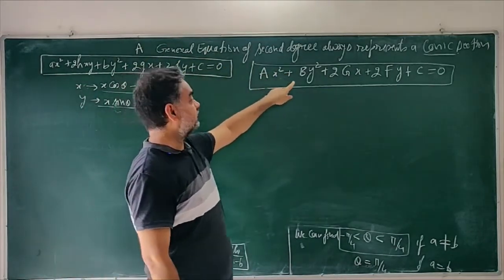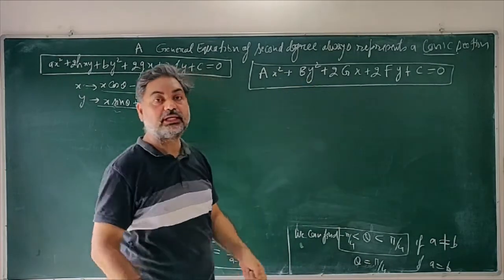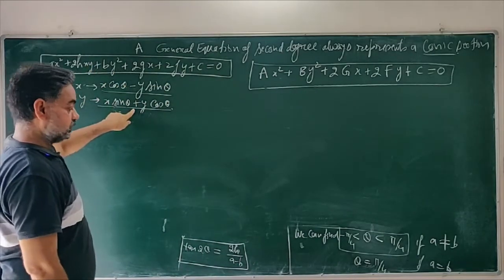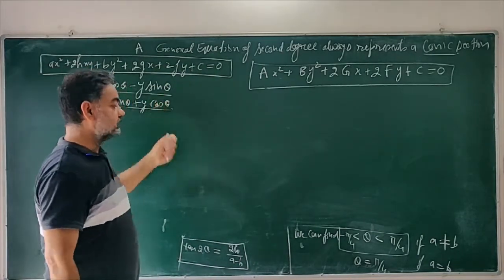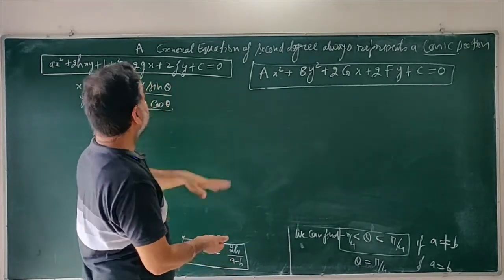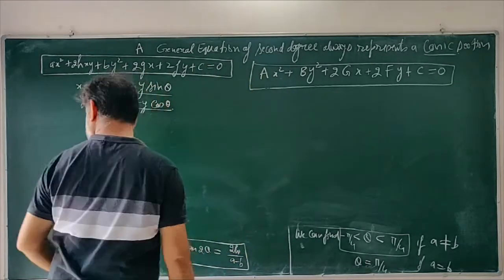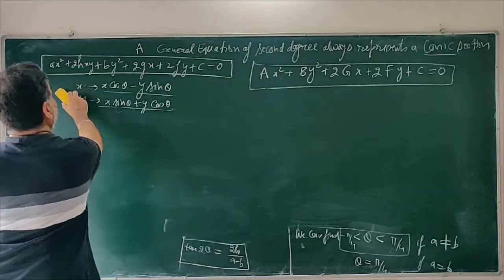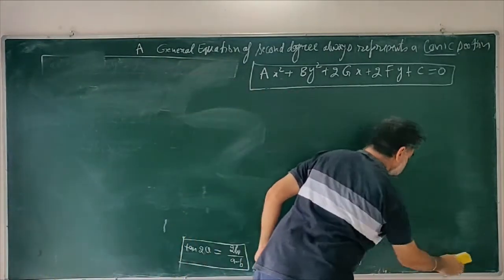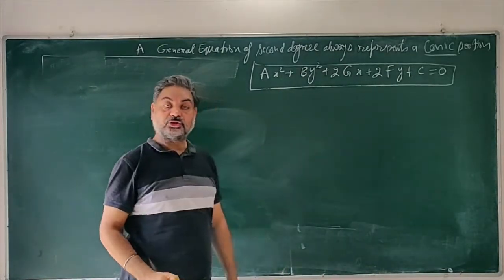And what is the speciality of this equation? There is no xy term here. So we can remove the xy term from this equation by taking these transformations. And this is very much possible, that we have already discussed. So now, once we have reduced this equation to this equation, we will discuss various cases, and each case will tell us that this equation is the equation of a conic.